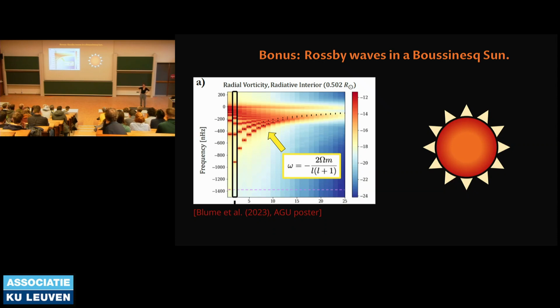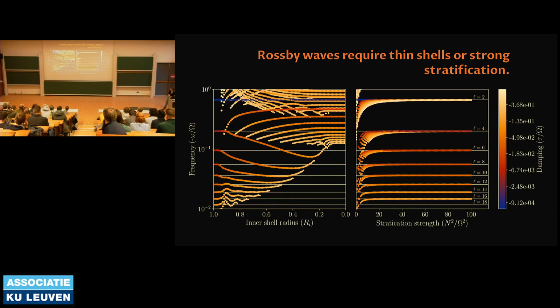But what we think is that these waves shouldn't actually exist in the radiative core, because Rossby waves only exist in a very thin shell. They are just horizontal waves, so they shouldn't have been found in a dynamo simulation of the Sun, where the radiative region is very big. And I can actually prove that and show why we can still find them.